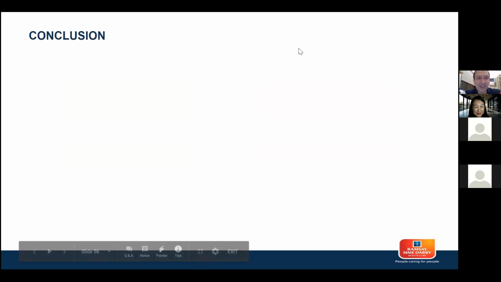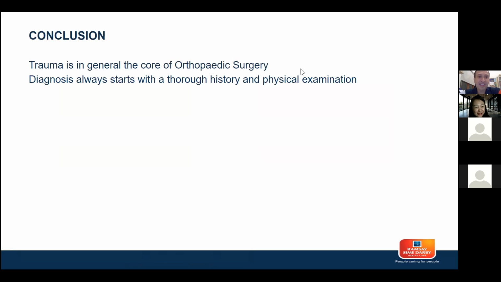Okay. So in conclusion, trauma is in general the core of orthopedic surgery, to be honest. Every orthopedic surgeon knows how to deal with trauma no matter what. Diagnosis always starts with a thorough history and examination. Don't ever forget that. It's not about looking at x-rays. Examination, I can't stress enough, gives you a lot of information if done correctly.